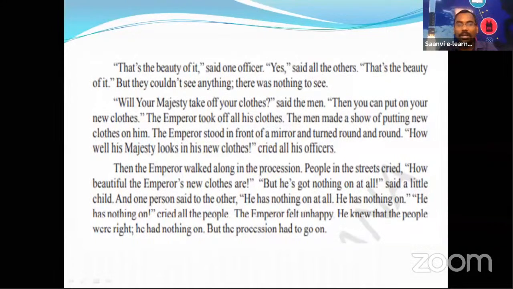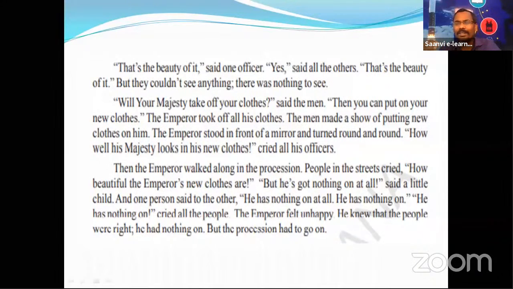Then the emperor walked along in the procession without wearing any cloth. People in the streets cried, how beautiful the emperor's new clothes are. Whoever saw the emperor in his naked state said how beautiful the emperor's new clothes are, because all the people also wanted to show the emperor that they are all wise men. That's why they said how beautiful the emperor's new clothes are.